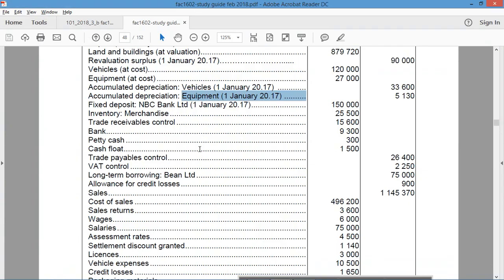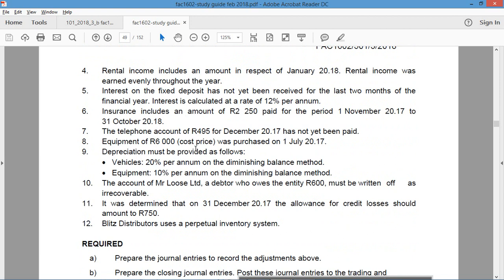See that? Okay, so now we go back to the question. The equipment was purchased, and we've looked at the equipment here. Have I looked at the vehicles? No. So what am I going to do with vehicles? Am I going to debit vehicles? No, I won't debit vehicles. That increases an asset, and I'm not increasing the asset. What am I processing for the asset? The diminishing balance depreciation. So where do I put depreciation for the vehicle? On the vehicle amount.